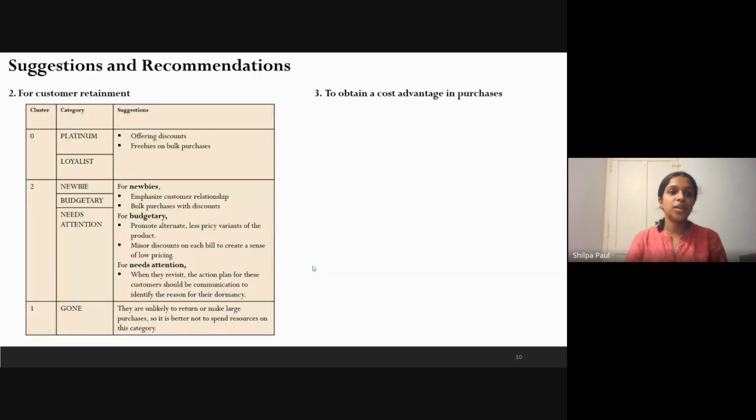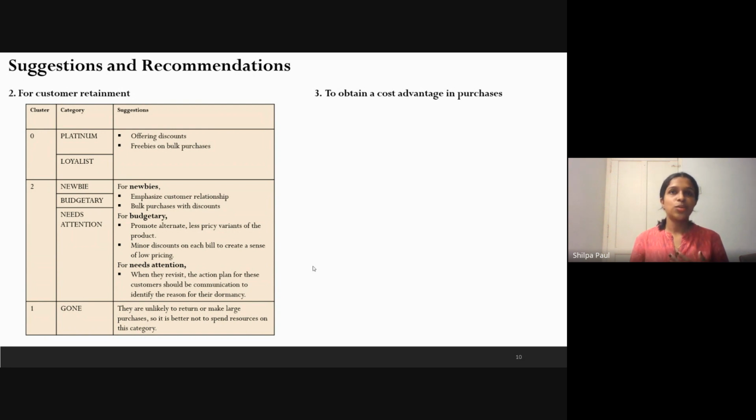Next one is the customer retainment suggestion. Platinum and loyalist ones are the advertisers, the brand ambassadors or the promoters of the shop. So we need to make sure that all their demands are met. And for the next three, we need to focus on what kind of products they're looking for, or for the budgetary ones, low pricey variants should be there so that they will keep on coming back to the shop. For the needs attention ones, if they come back to the shop, we need to know what were the factors that led to them being not recent lately.